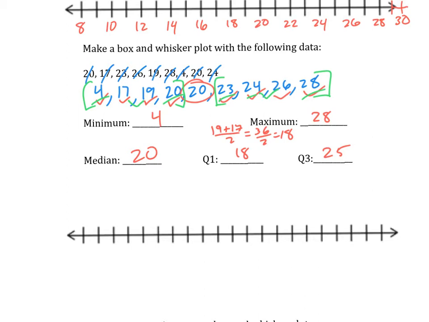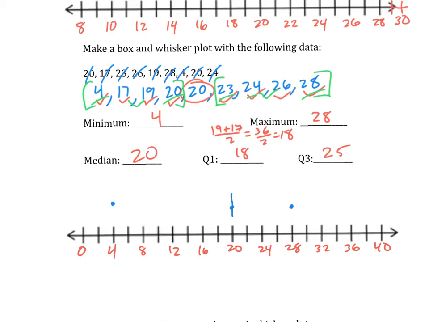I'm going to go up by 4s here, so I'll go 0. Well, really each line will be 2, but I'll just write the ones by 4. 4, 8, 12, 16, 20, 24, 28, 32, 36, and 40. And then we'll make our box and whisker plot by plotting our minimum and our maximum. Our median is 20, so we'll really just make a line there.